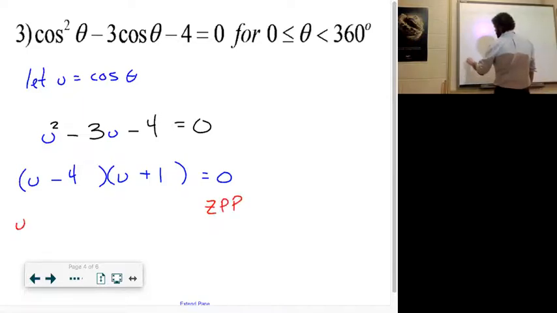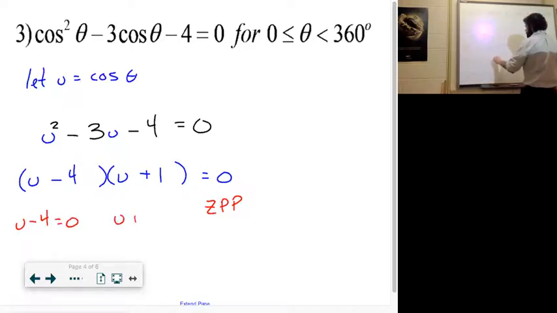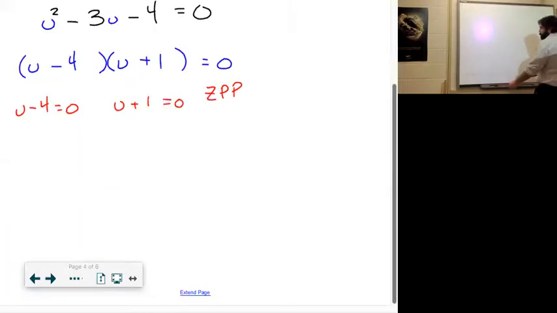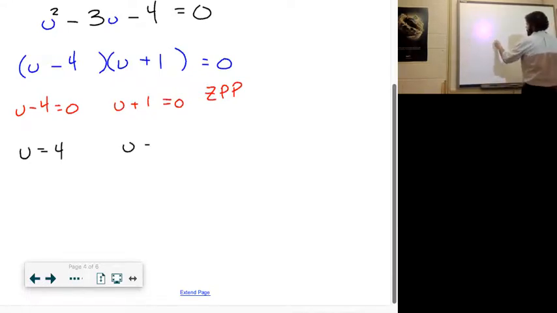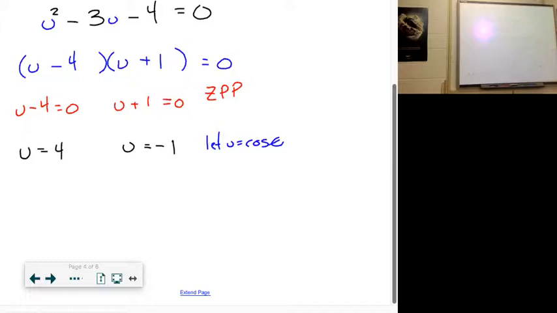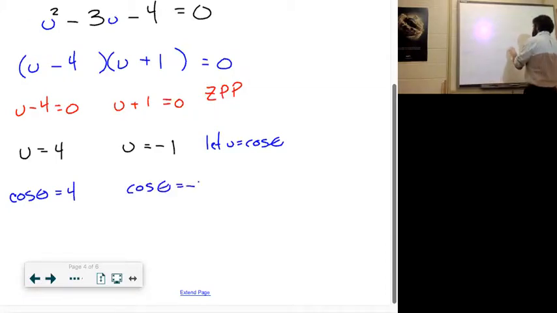So now we're moving to the zero product property. So that means u minus 4 equals 0, u plus 1 equals 0. And now we solve these for u. So first one, it's pretty basic. You add 4 and you get u equals 4. Second one, you subtract 1 and you get u equals negative 1 here. Now that we're at this stage, what we want to do is resubstitute cosine theta back in. So if you remember, let u equal cosine theta. So now I'm going to replace u with cosine theta. So really I have cosine theta equals 4, and I have cosine theta equals negative 1.